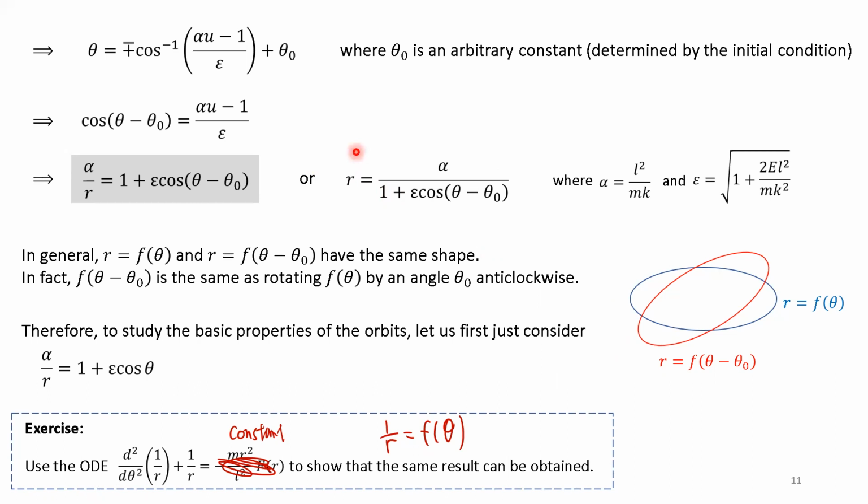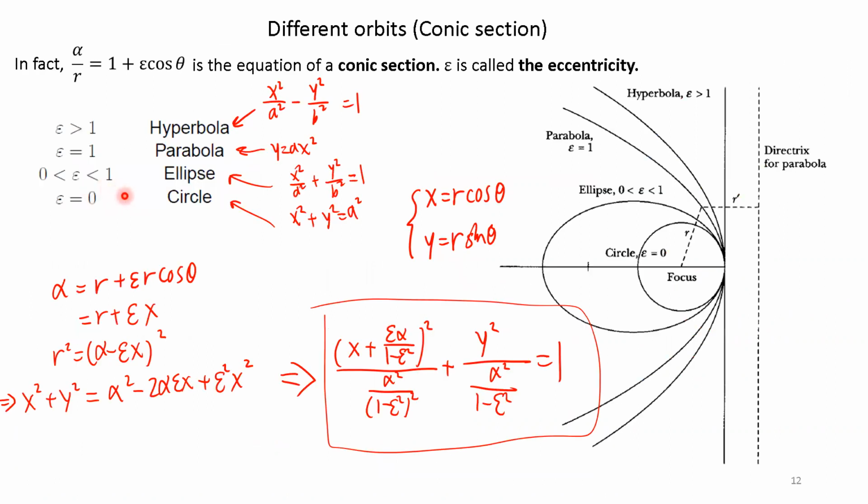Okay, so last time I showed you that for a particle moving in a central force field, the equation for its trajectory, or the equation for its orbit in general, is given by this equation over here. And then I also told you that this equation, which is expressed in polar coordinates, actually corresponds to the equation of the so-called conic section.